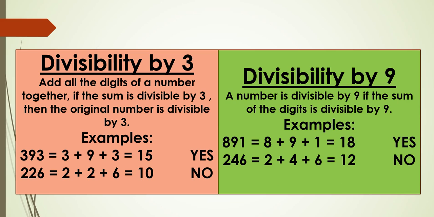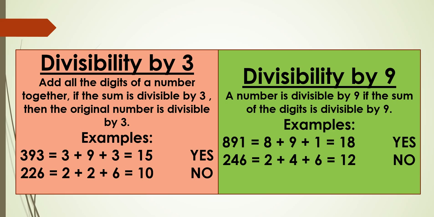Next is divisibility by 9. A number is divisible by 9 if the sum of the digits is divisible by 9. 891. When we add up the digits, 8 plus 9 plus 1, it will be 18. 18 comes in the table of 9. 9 2s are 18. So 891 is divisible by 9.